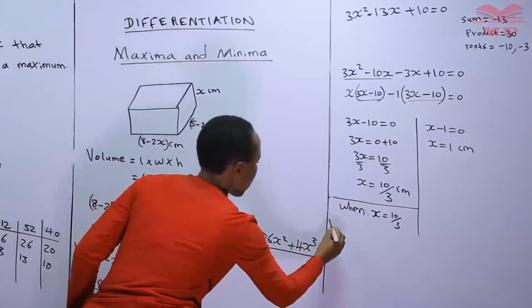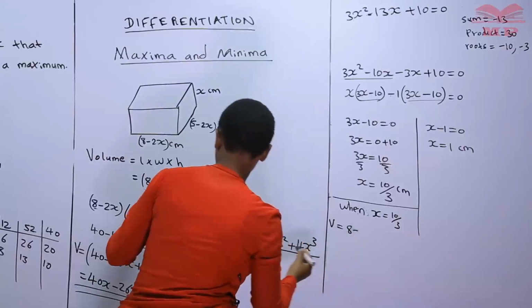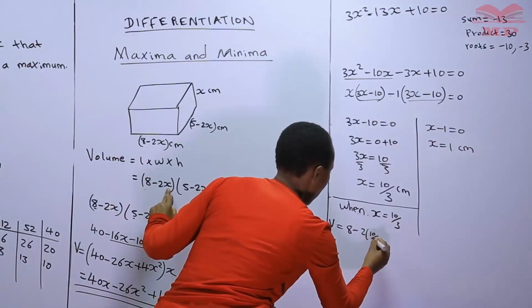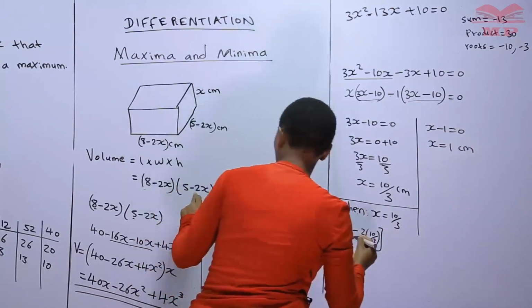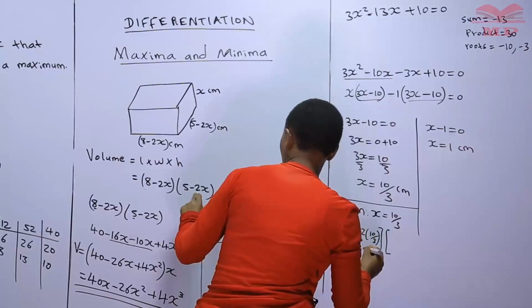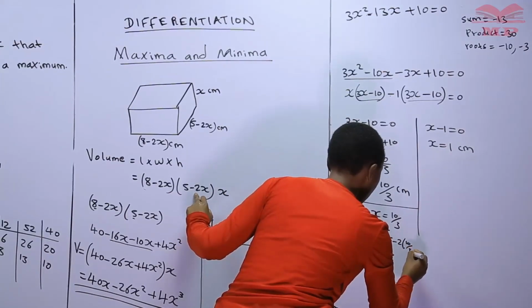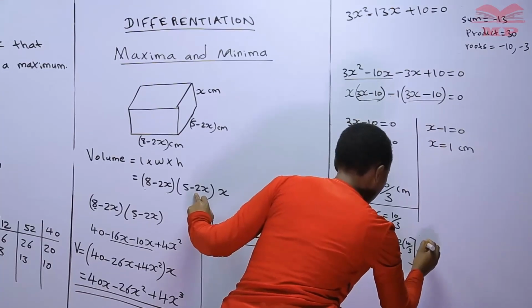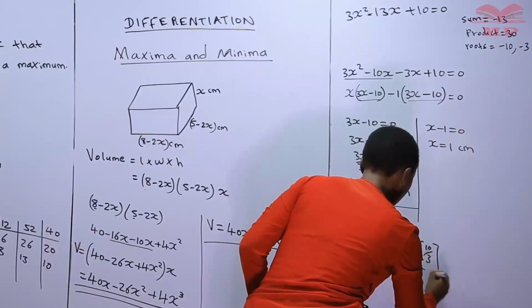So our volume will be 8 minus 2x. So we have 2 multiplied by 10 over 3. We have that. Then multiplied by 5 minus 2x, which is 10 over 3. Then we multiply this again by x, and our x is 10 over 3.